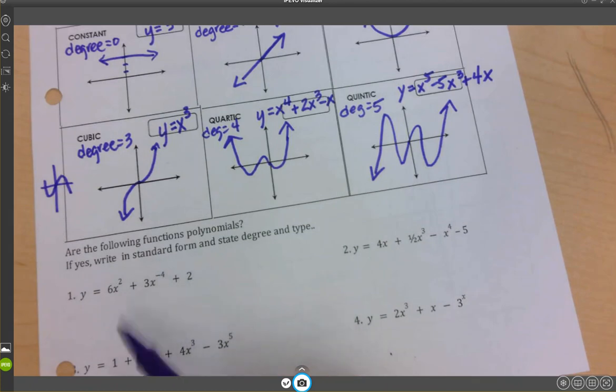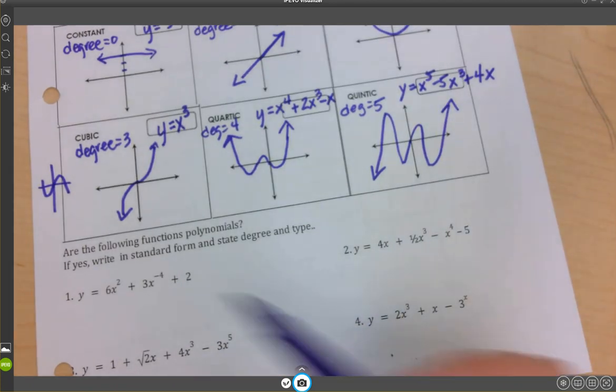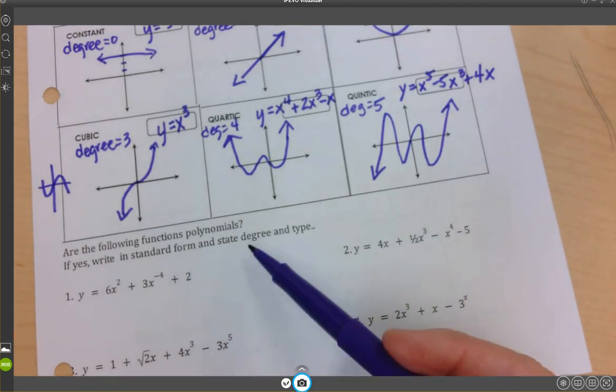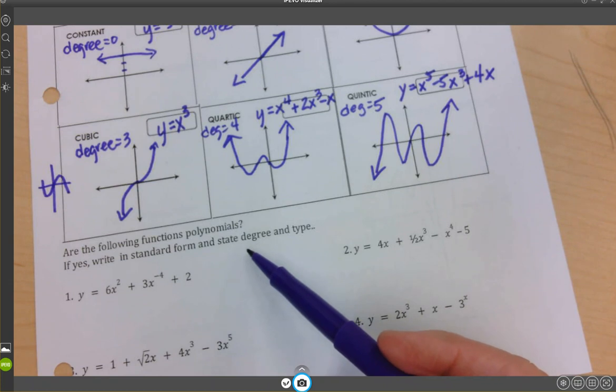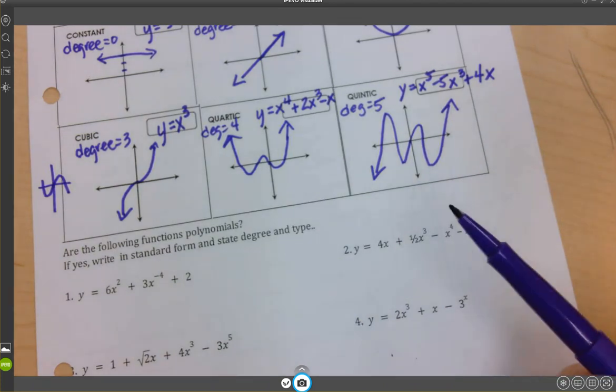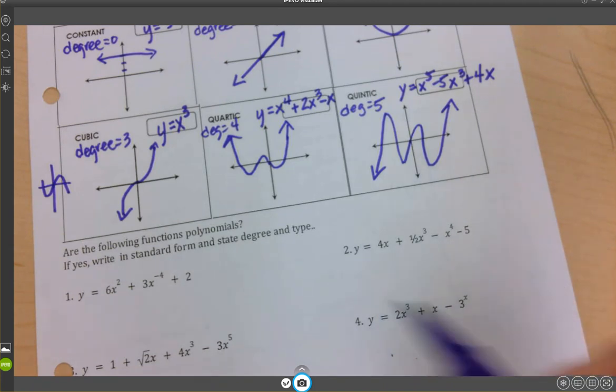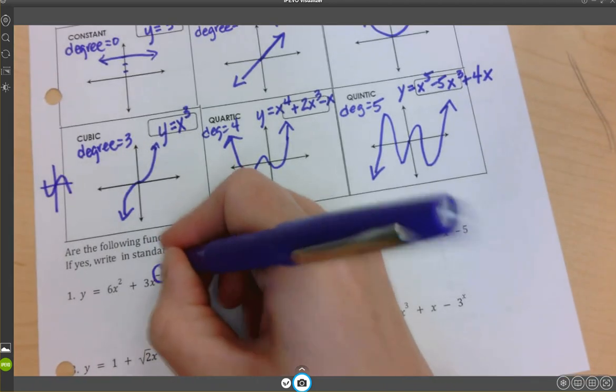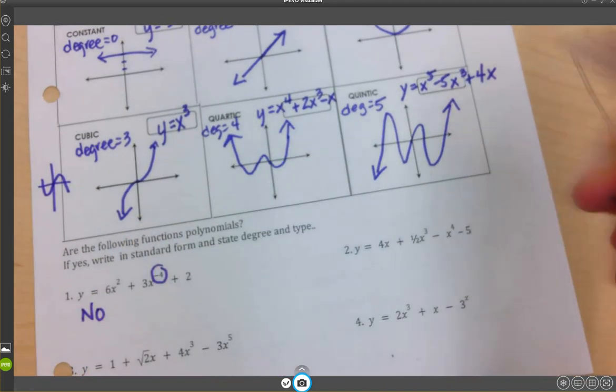So pause the video, write yes or no for each one, and if it's yes, put it in standard form and say the degree and the type. All right, in the first one, I hope you noticed this negative exponent and you wrote no.